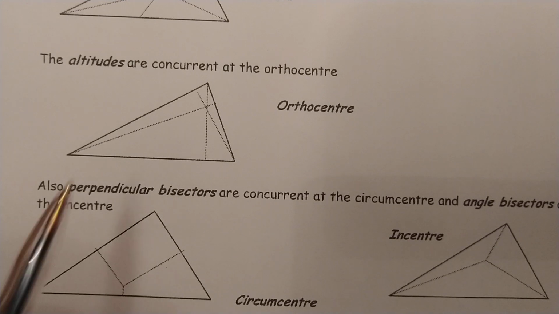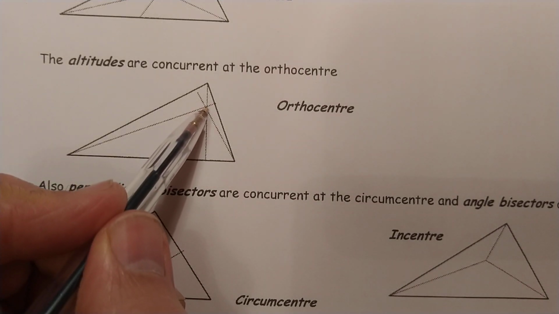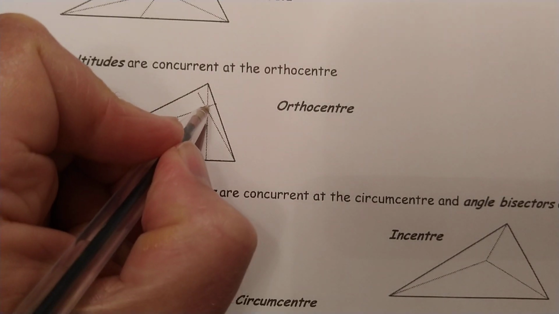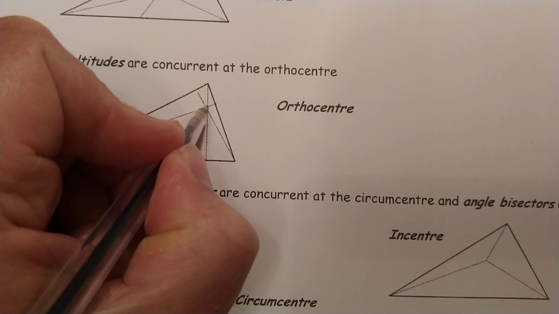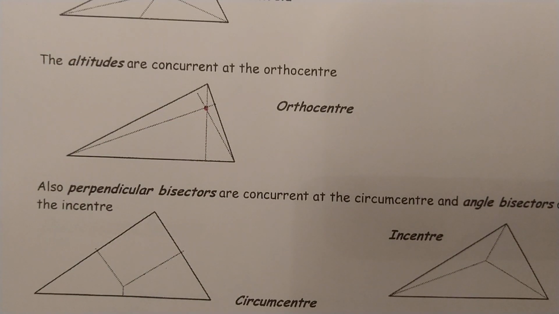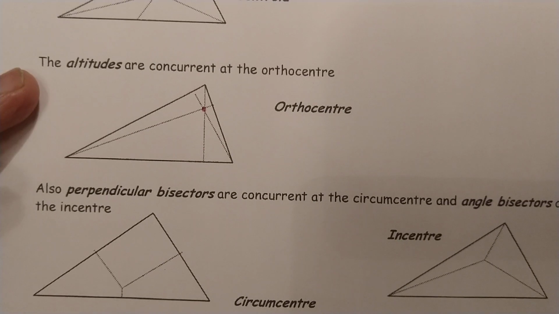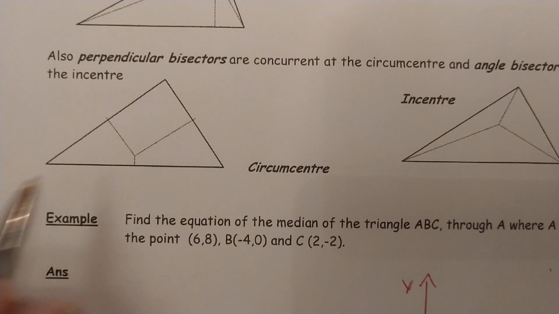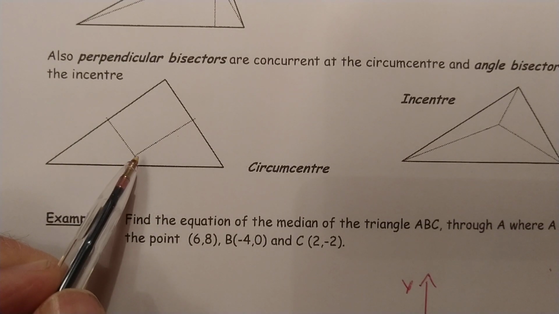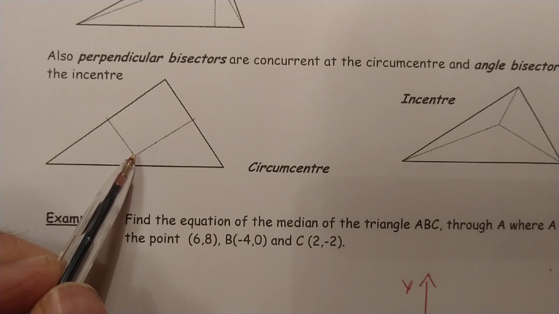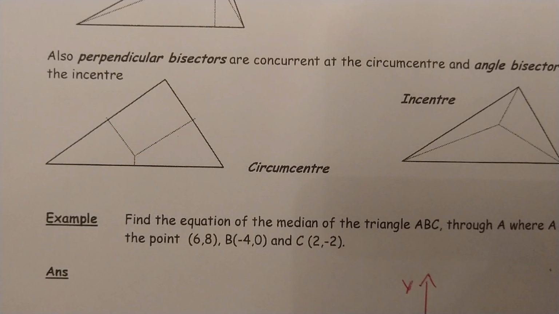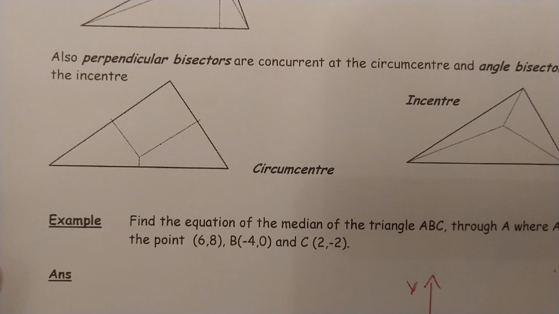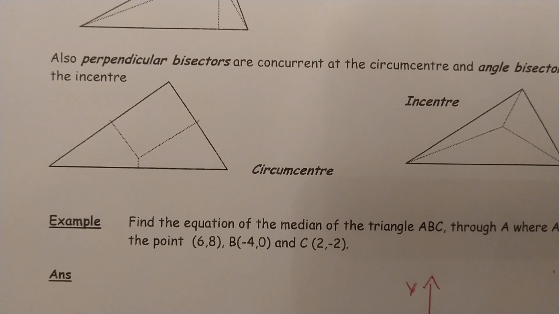Altitudes, again we said all meet here, and this is called the orthocenter. And finally here, perpendicular bisectors meet at the circumcenter. We don't actually need to memorize these names in terms of the higher course, but as I say, to complete your knowledge.